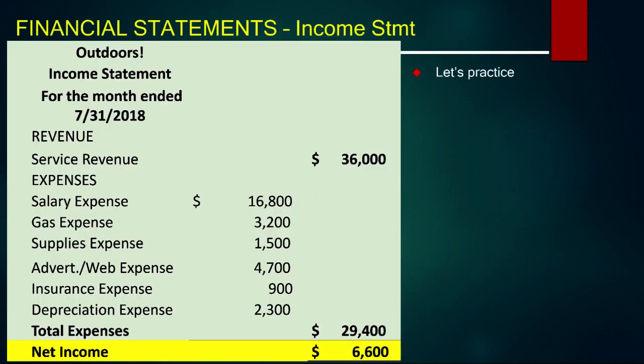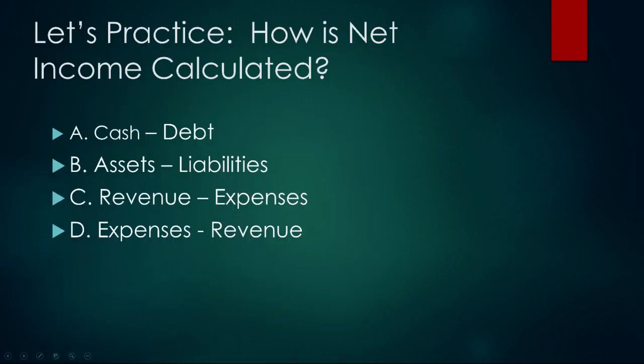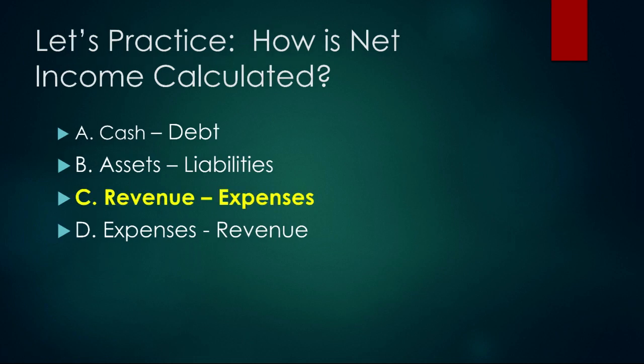All right, let's take another look at the Outdoors income statement. Revenue at the top, then a list of all the expenses and total expenses, and then the calculation of net income. Let's practice. How is net income calculated? Pause the video if you need to think about this. And the answer is revenue minus expenses.